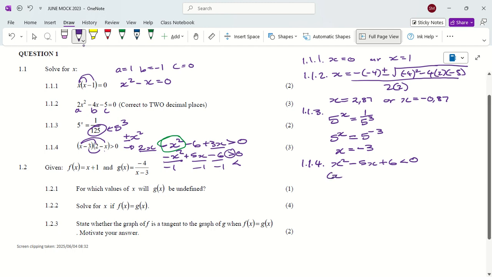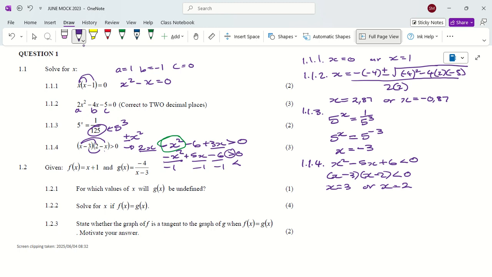Your factors are what? x minus 3 and x minus 2, right? Is less than 0. And then we know x is equal to 3 or x is equal to 2. These are your what? Not your answers, your critical points, right? Yes, these are your critical points.